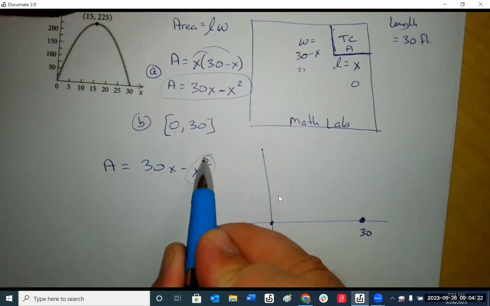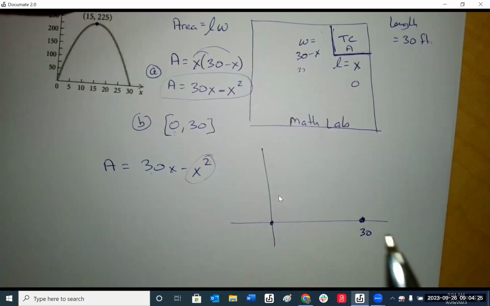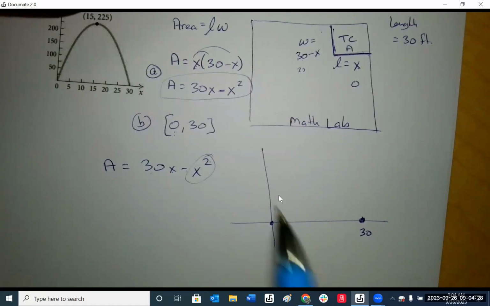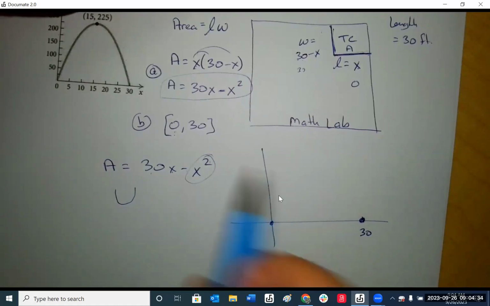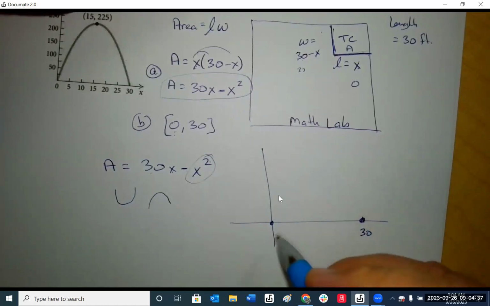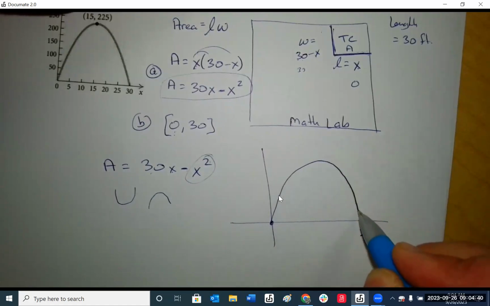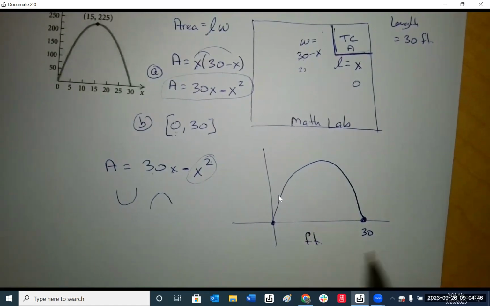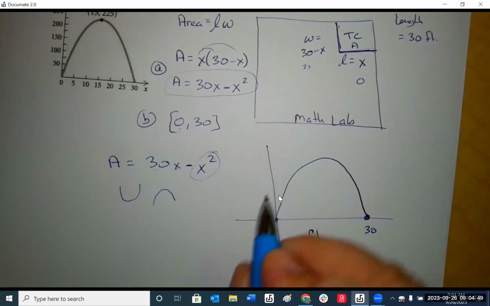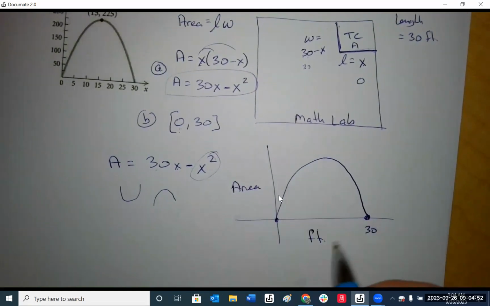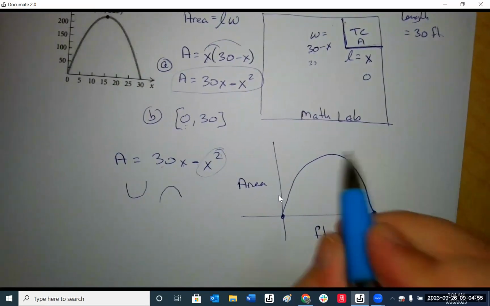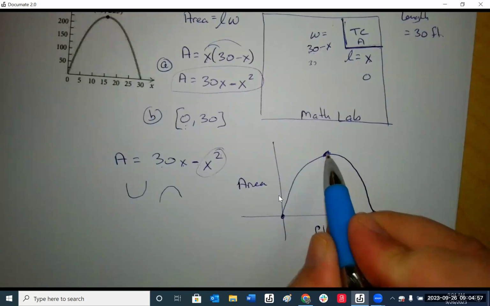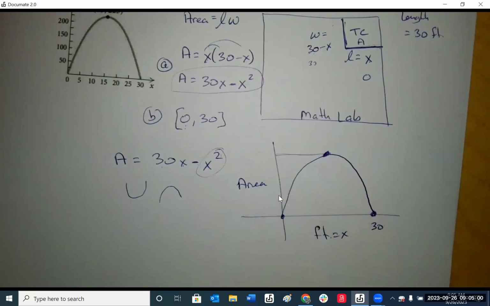It's a quadratic equation. Again, if you memorize the library of functions, a quadratic equation looks like this. It's a parabola, but it's negative, so it opens down. So we know our graph will look something like this, where this is the feet and this is the area. These are my X values. The vertex, the highest point of this graph, will give us the maximum area.